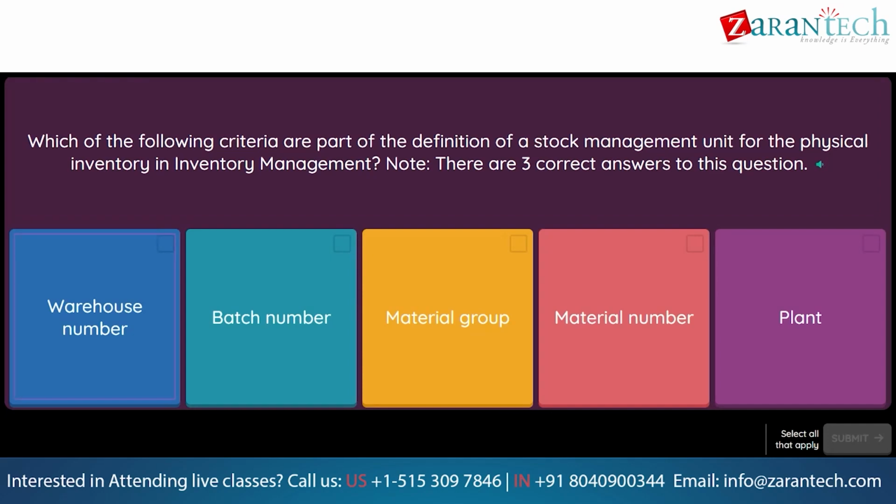Option 1, warehouse number. Option 2, batch number. Option 3, material group. Option 4, material number. Option 5, plant.